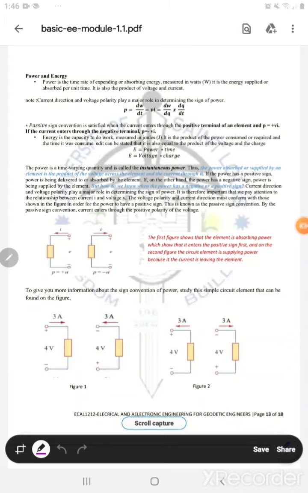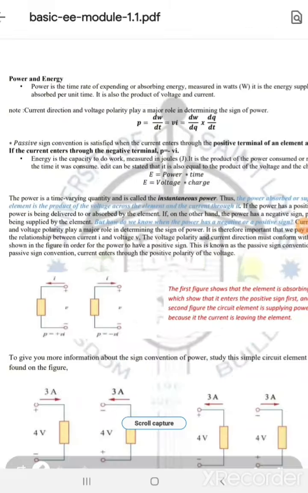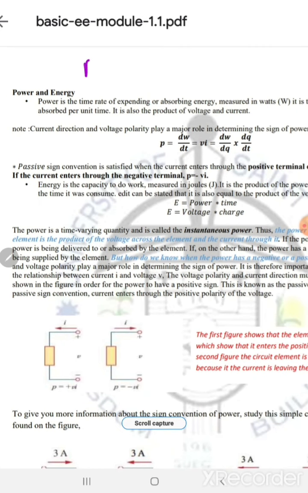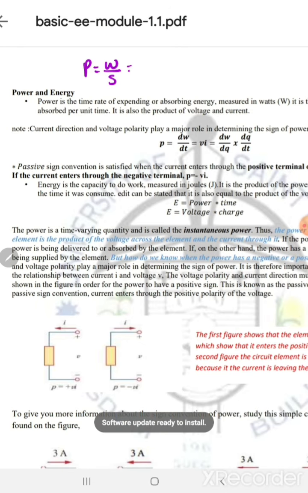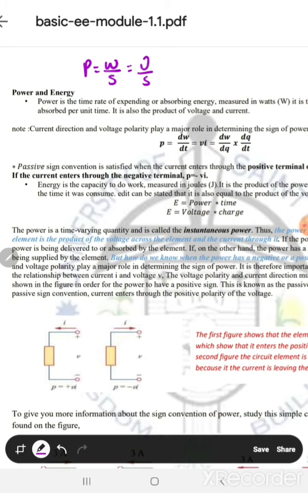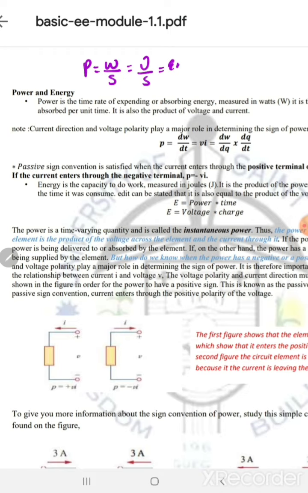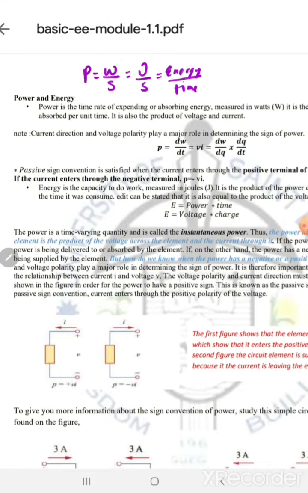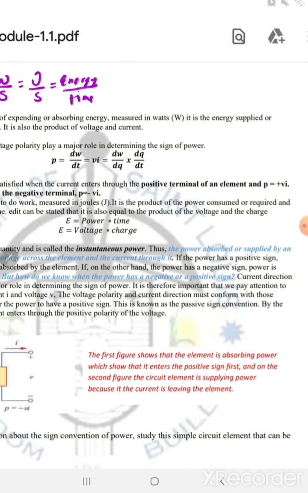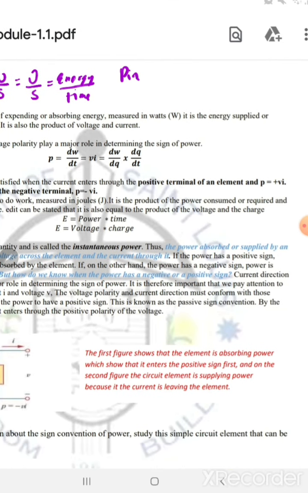So your power and energy. Your P is basically equal to W per second, or your work per second. So I may denote this as your joules per second, which is the unit of your energy per time. So energy over time. Take note that your P in is greater than P out.